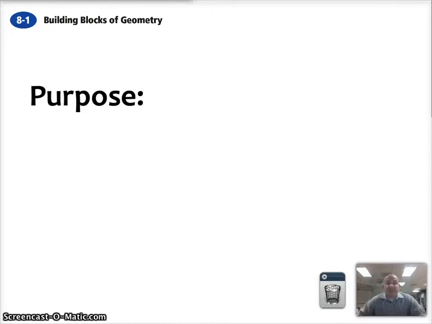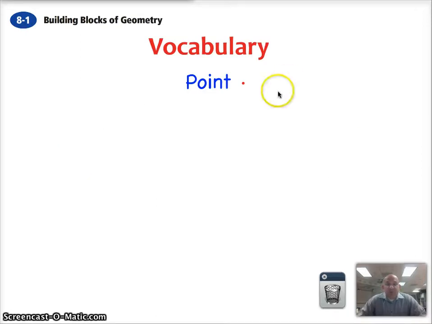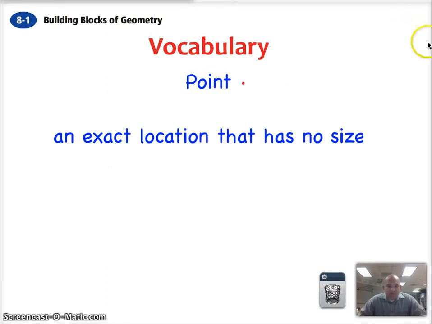Hi class, today's lesson is lesson 8-1, the first lesson of unit 8. Our purpose for today is to identify figures by their geometric terms, and we're going to learn 5 new terms and their definitions. The first term is point, and it's represented by this little dot. I'm sure you know what a point is, but here is our definition. It's an exact location that has no size.